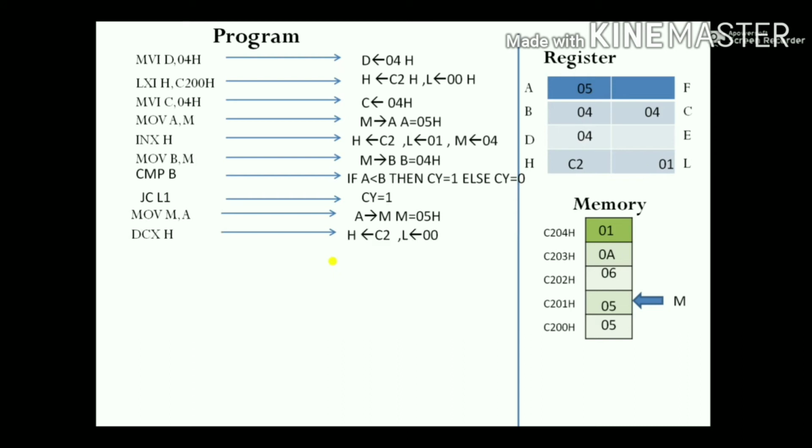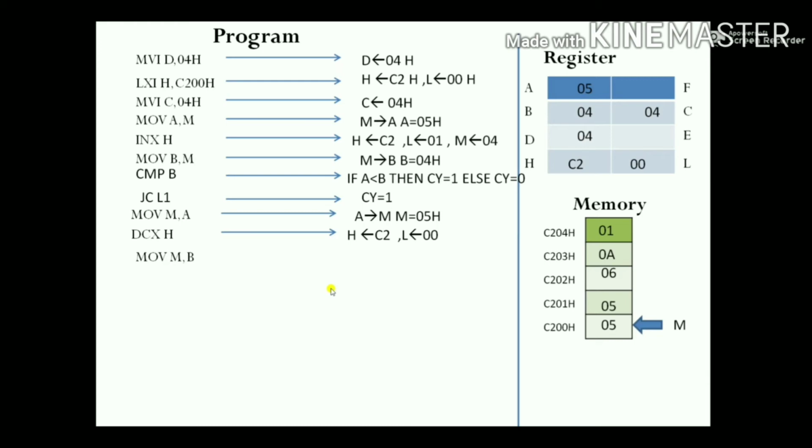DCX H, so that the HL register pair will have the content C200. When we say C200 in the HL register pair, it means memory is pointing to C200H. Now memory is pointing to C200H, and we need 04 in C200H. Now 04 is with what? Register B. So we are going to transfer from register B to the memory.